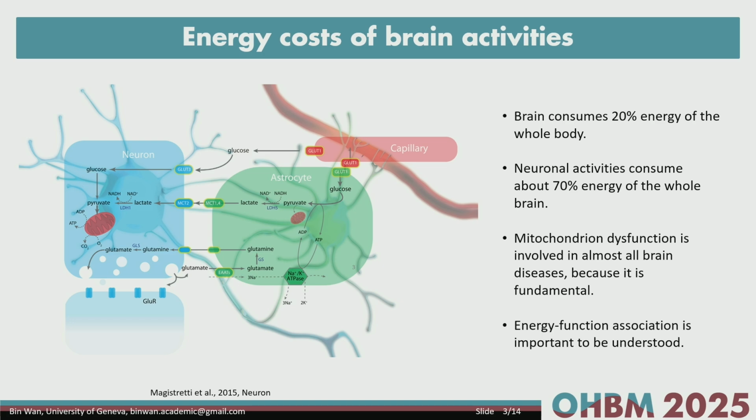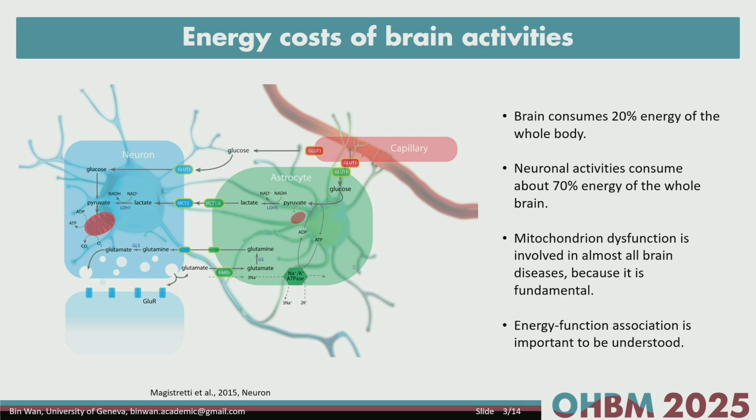For energy consumption in neurons, the mitochondria is a really important organelle. If there is mitochondrial dysfunction in the brain, it can cause a lot of brain-related diseases, for example, AD, autism or schizophrenia. However, the relationship between brain function and energy is not really fully understood.